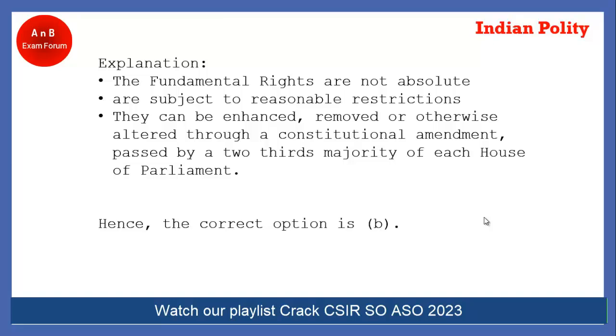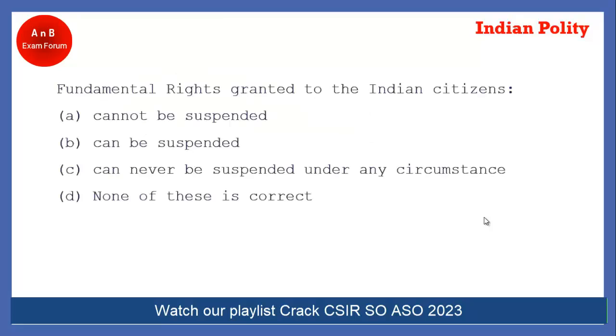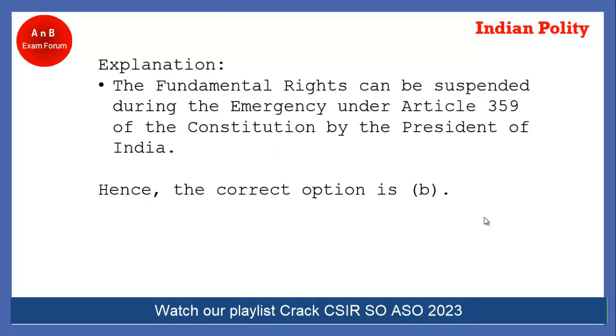Coming to the next question: fundamental rights granted to Indian citizens can be suspended, cannot be suspended, can never be suspended under any circumstances, or none of these is correct? As you have already seen, fundamental rights can be suspended under emergency conditions under Article 359. So option B is the correct answer.